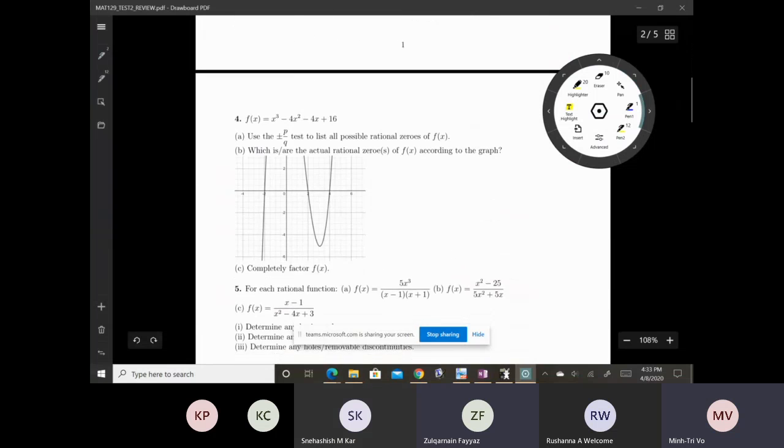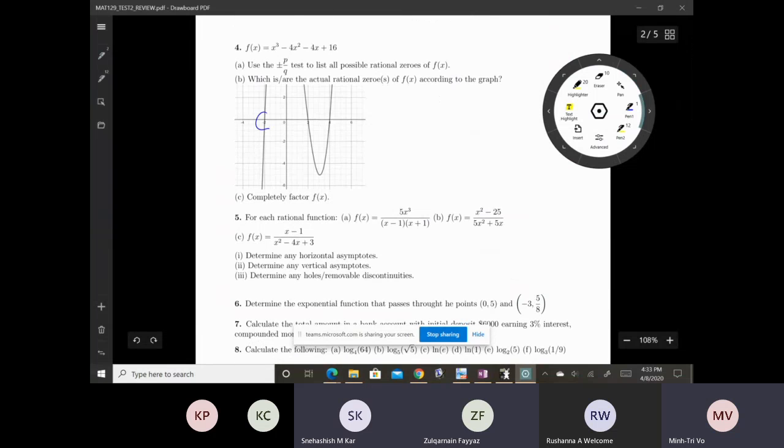Okay, so where are we looking? Okay, so x-intercepts, right? It crosses here, here, and here. So where are they? x equals -2, x equals 2, and x equals 4. Okay, so those are the rational zeros. You don't have to worry about the word rational. Those are the zeros. That's it, right? So that's B.